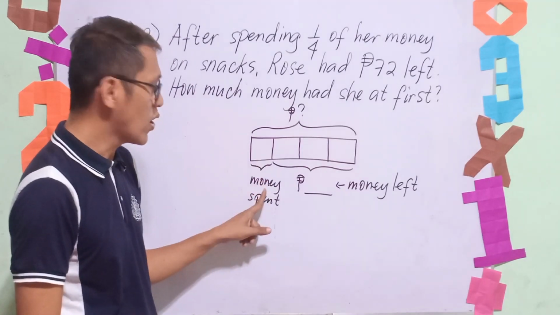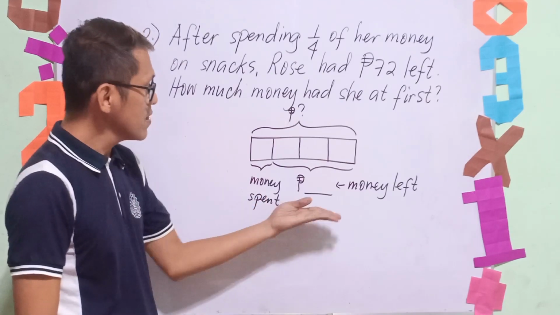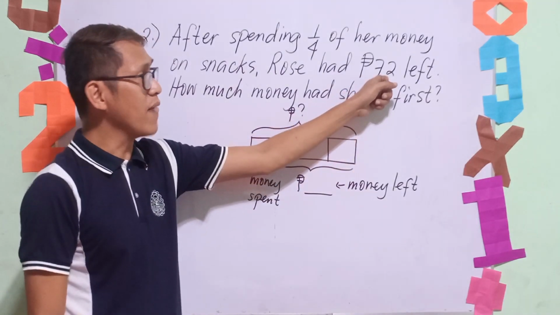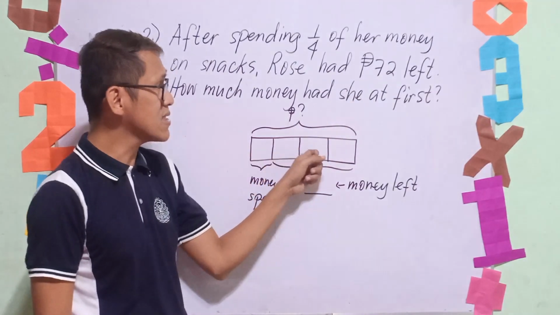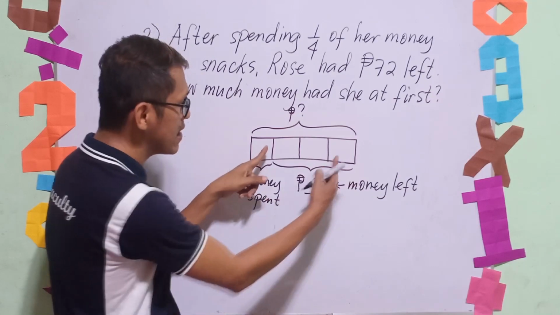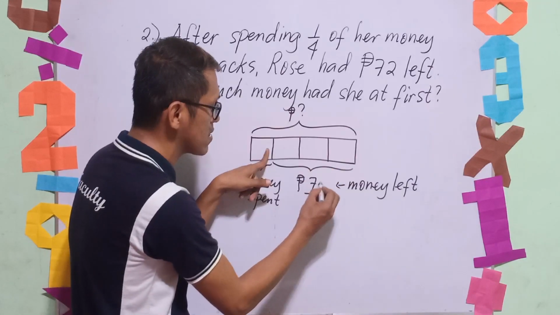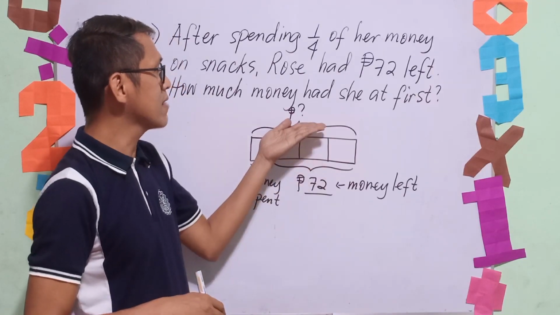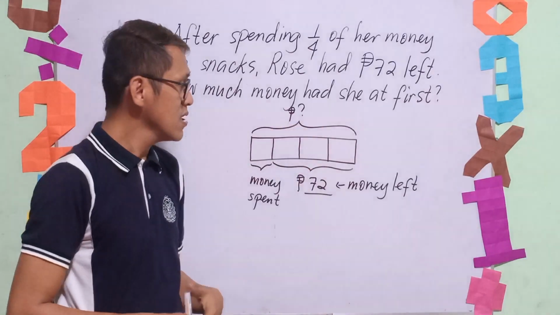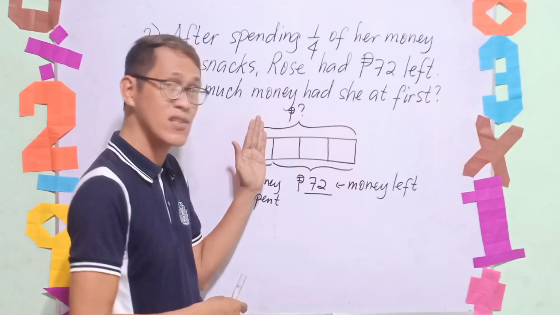Which represents the money spent. So, we know that after spending this 1/4, Rose had 72 pesos left. So, meaning these 3 equal blocks represent the 72 pesos. That's the money left. So, how to get the money of Rose at first? If you notice, 3 equal blocks represent 72 pesos.